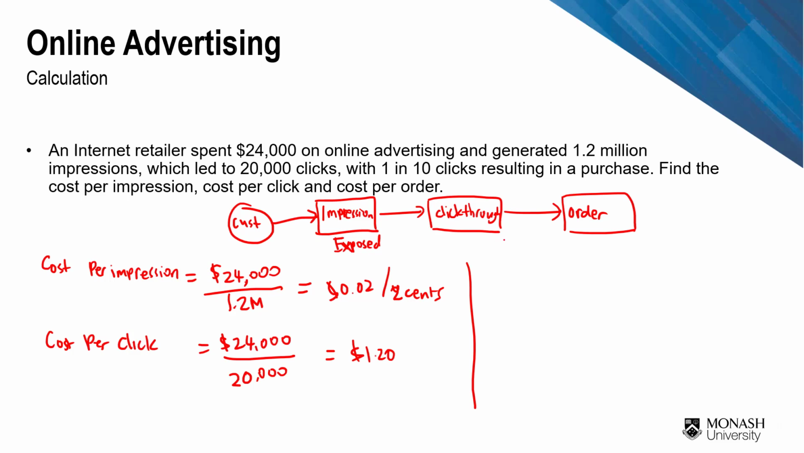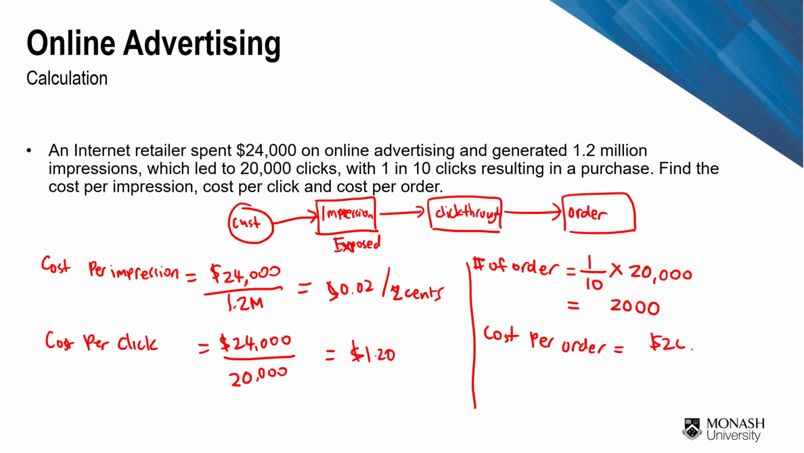Now the last one, finding out the cost per order. But before we find the cost per order, we need to find out what the number of orders actually is. Because they tell you it's 1 in 10, and you have the click-through, which is 20,000, the number of orders is actually 2,000. The cost per order will equal 24,000 divided by 2,000. So this is going to be $12.